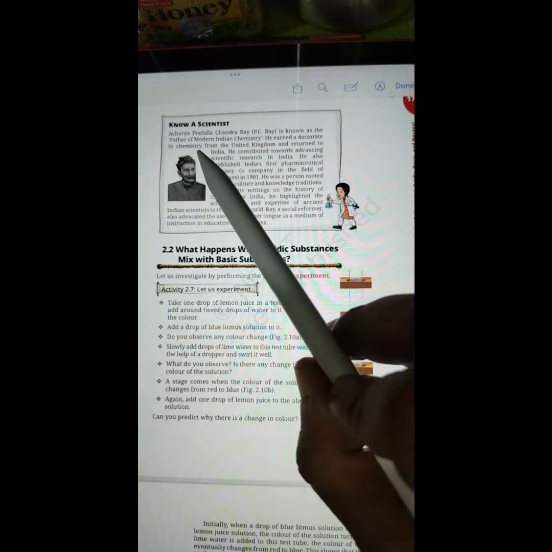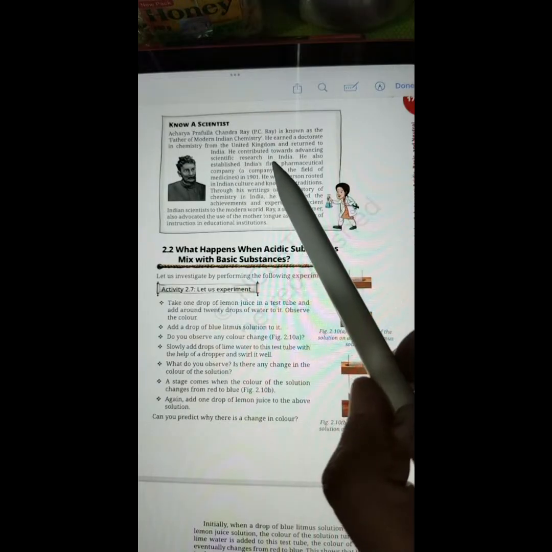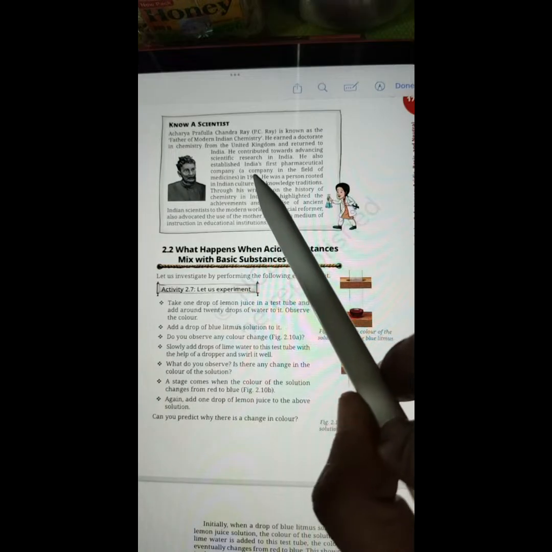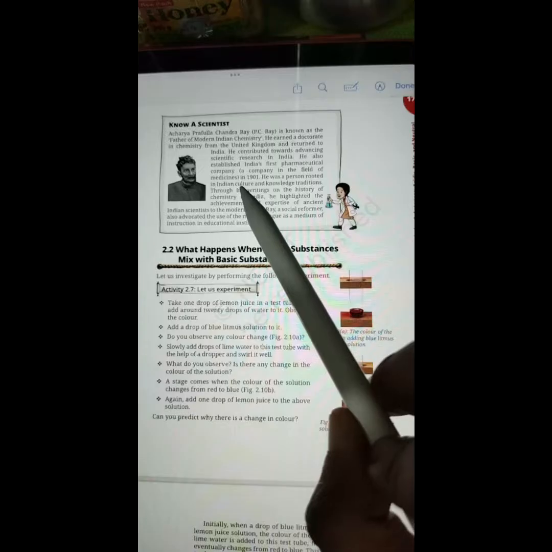Know a scientist. Acharya Prafulla Chandra Ray, P.C. Ray, is known as the father of modern Indian chemistry. He earned a doctorate in chemistry from the United Kingdom and returned to India. He contributed towards advancing scientific research in India. He also established India's first pharmaceutical company, a company in the field of medicine, in 1901.